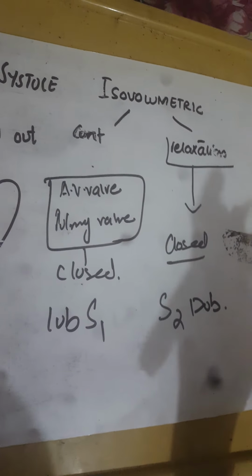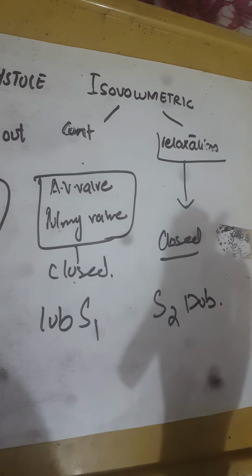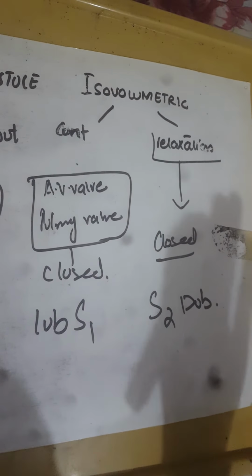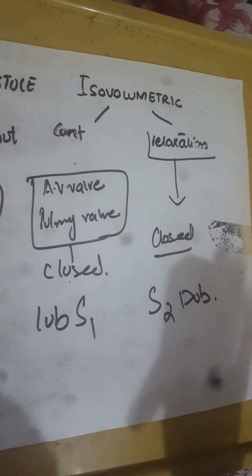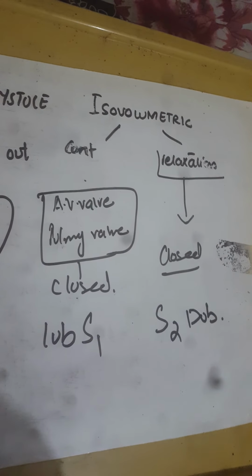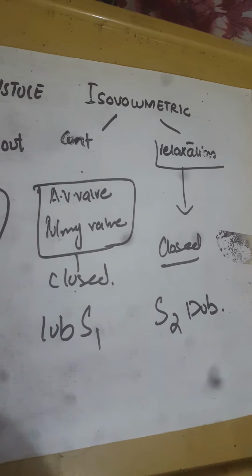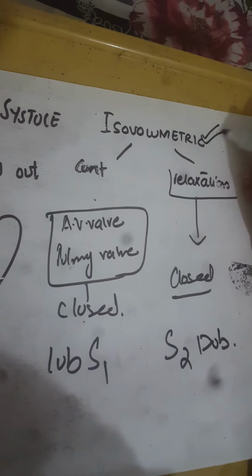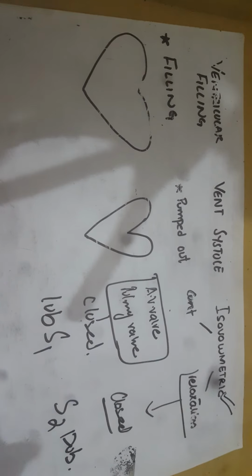All valves are closed. Pressure is too high for the AV valve to open, but too low to keep the SL valve open. Right? The SL valve has to be open when there is increased pressure, but that pressure is not enough to cause the SL valve to open. So we have closed valves in the isovolumetric contraction and relaxation phase. Its name is determined by isovolumetric: volume is not going to change. This is all for the 4 phases of the heart.